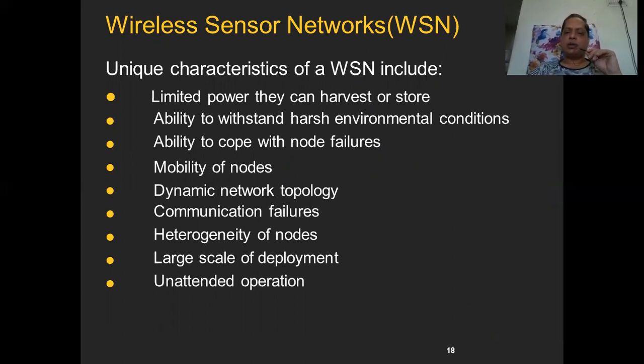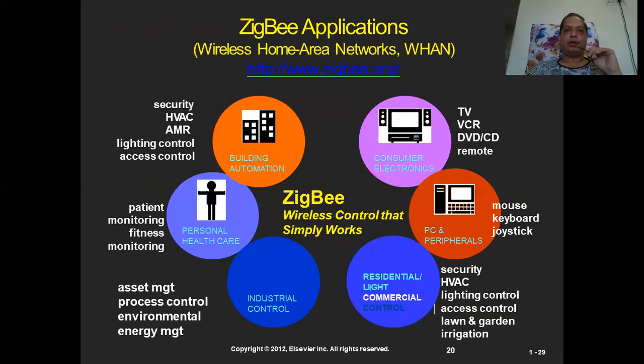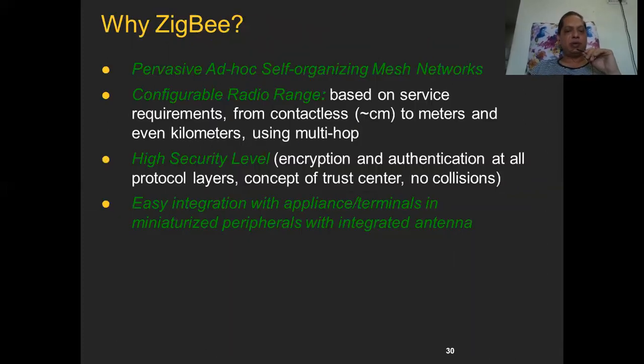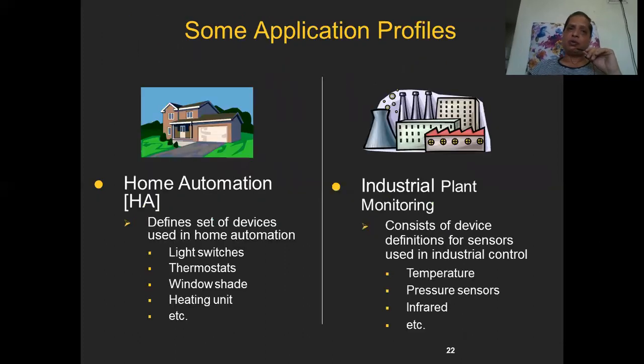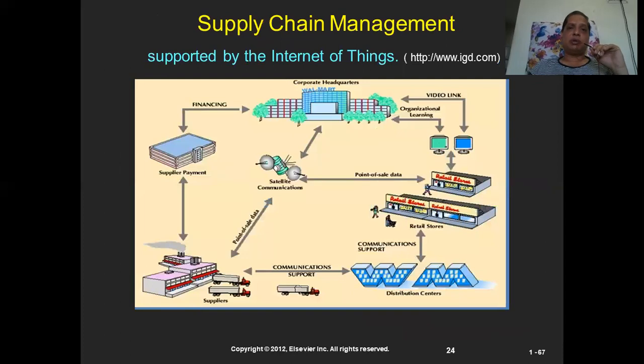Mobility of nodes, dynamic network topology. So there are plenty of wireless sensor networks. These are the applications where it is used: commercial applications, military applications, shooter location, perimeter defense, oil pipeline protection. So these are the different ways of doing it. So this is Zigbee wireless communication, wireless control that simply works. Zigbee is a very good application. I'm leaving this for you for your study, the Zigbee application profile. These are all examples of Zigbee. You can always find it in this PPT.